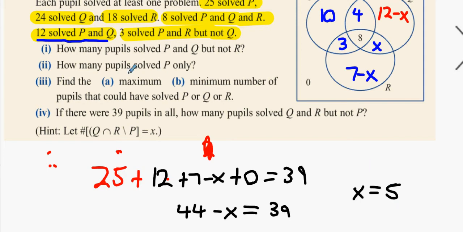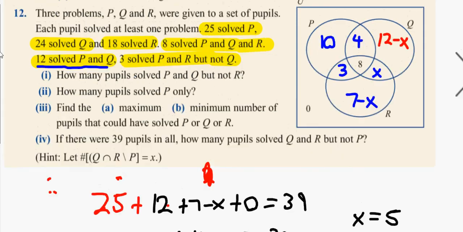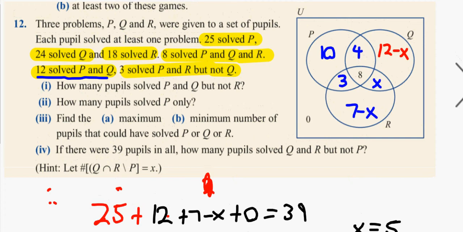Come back up the top. Now what am I going to do here, David? You're going to replace X with 5. So 12 minus X. That's going to be 7. That's going to be 5. And that's going to be 2. So 7, 5, 2.